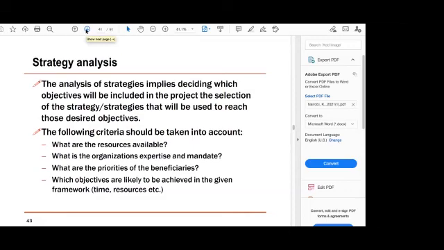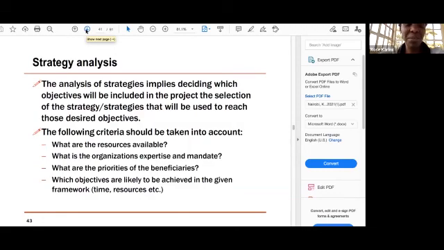Now, strategy analysis. I think this is where we analyze the strategies, like the objectives, how we will include them in our project selection, the strategies that will be used to reach those desired objectives. The following criteria should be taken into account. What resources are available? Do we have the expertise as an organization? And this is where you can analyze if there is an organization that you feel has perhaps got expertise. Do you think you can work with them on such a project?